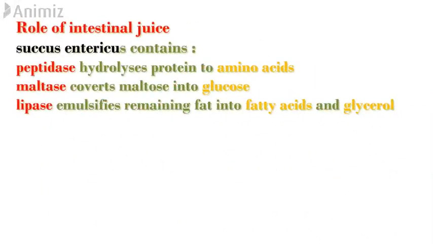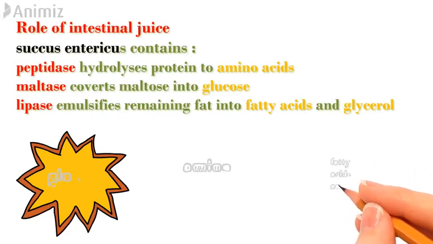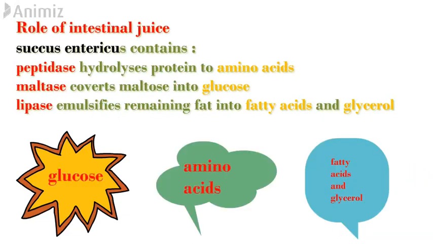Role of intestinal juice. The wall of intestine also produces the juice known as succus entericus. It contains enzymes like peptidase, maltase, and lipase. Peptidase hydrolyzes protein to amino acids. Maltase converts maltose into glucose. Lipase emulsifies remaining fats into fatty acids and glycerol.